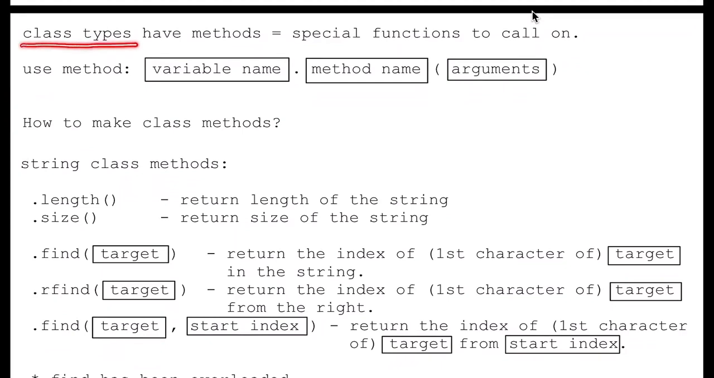Now with class type variables, there are different methods. Each class type will have methods. If you wonder what a method is, it is just a special function you can call on. The way we use a method is very similar to the way we call a function. For a function, you just call the function name, and in the parentheses you provide the argument.